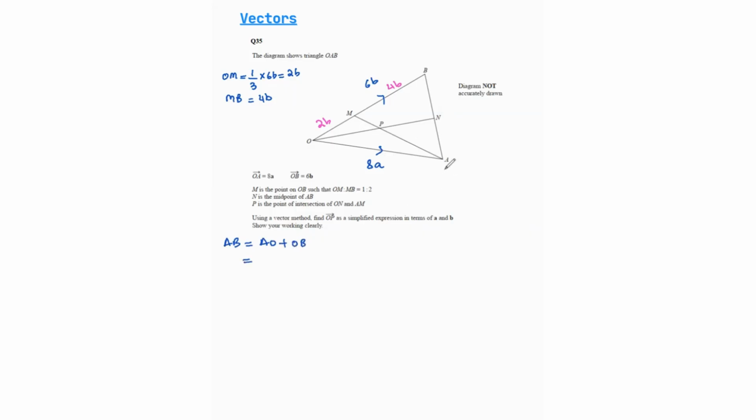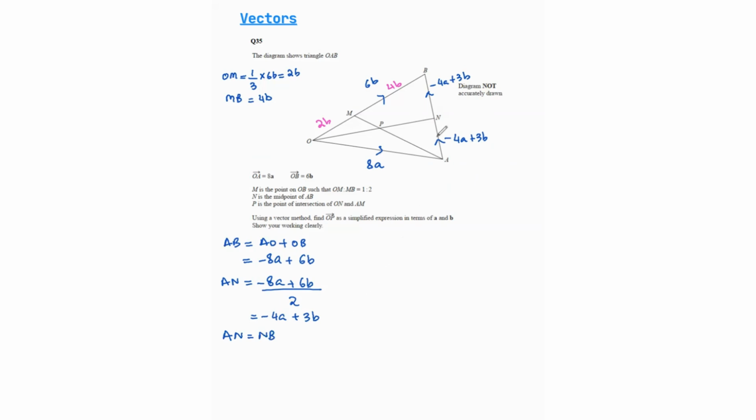So AO is going to be in the opposite direction, so negative 8a, and OB is 6b. So if N is the midpoint of AB, AN is going to be negative 8a plus 6b over 2, which is negative 4a plus 3b. And this is also negative 4a plus 3b. AN is the same as NB.